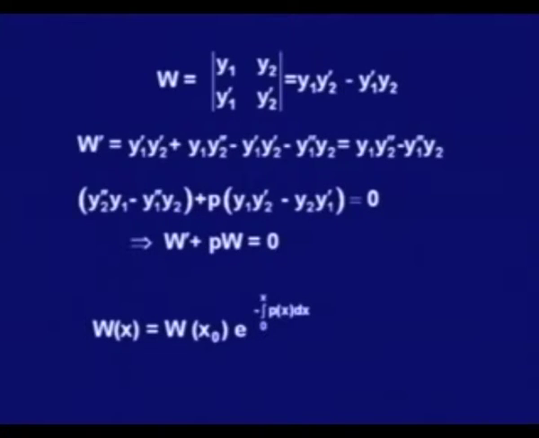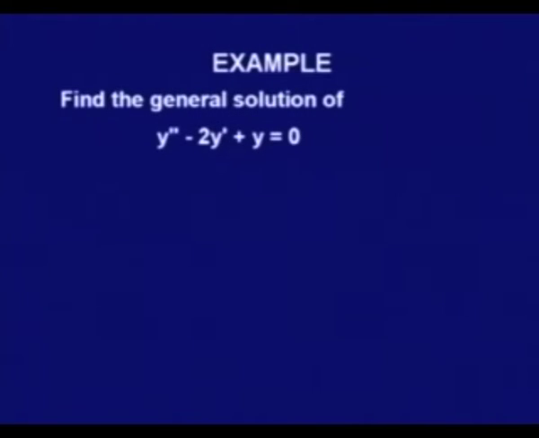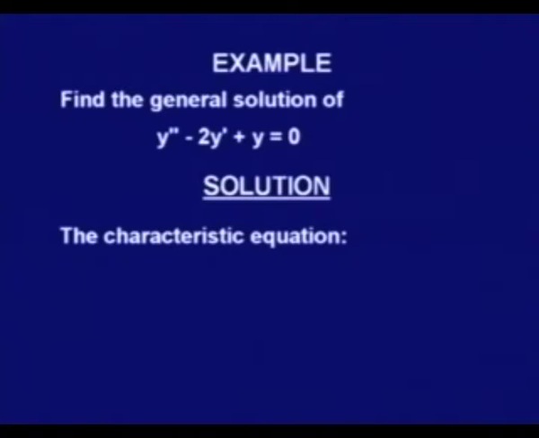Now, let us see one example of how we use this Wronskian to find out linear independence. Find the general solution of y double dash minus 2 y dash plus y is equal to 0. This is a linear differential equation with constant coefficients, and we do know how to solve it. The characteristic equation would be lambda square minus 2 lambda plus 1 is equal to 0, which is nothing but (lambda minus 1) whole square. So, I would get the double root lambda is equal to 1.